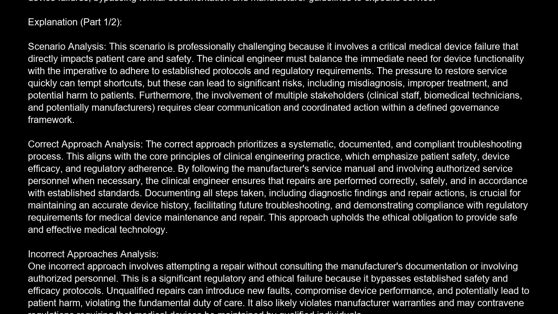Incorrect approaches analysis. One incorrect approach involves attempting a repair without consulting the manufacturer's documentation or involving authorized personnel. This is a significant regulatory and ethical failure because it bypasses established safety and efficacy protocols. Unqualified repairs can introduce new faults, compromise device performance, and potentially lead to patient harm, violating the fundamental duty of care. It also likely violates manufacturer warranties and may contravene regulations requiring that medical devices be maintained by qualified individuals.